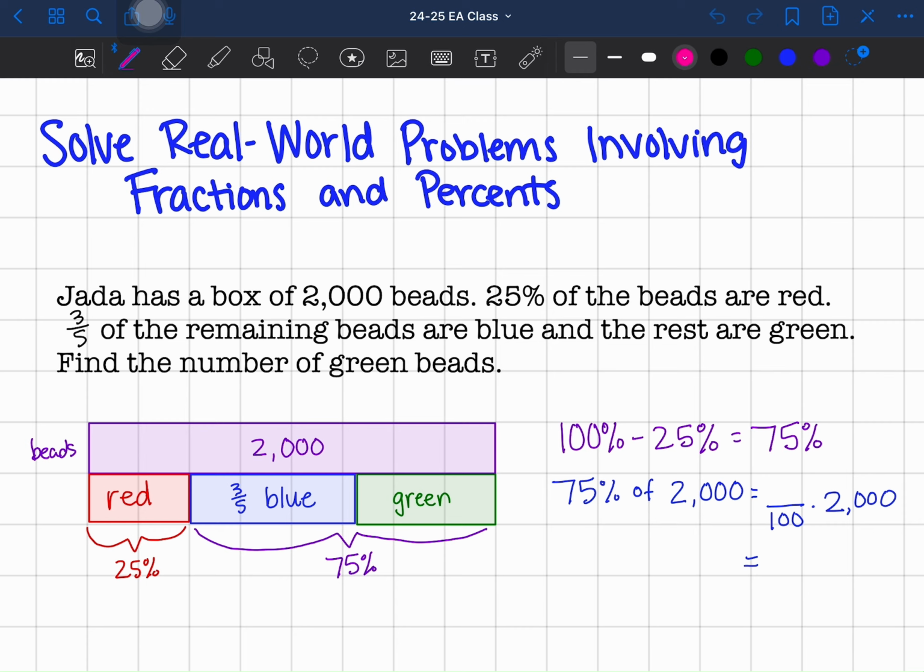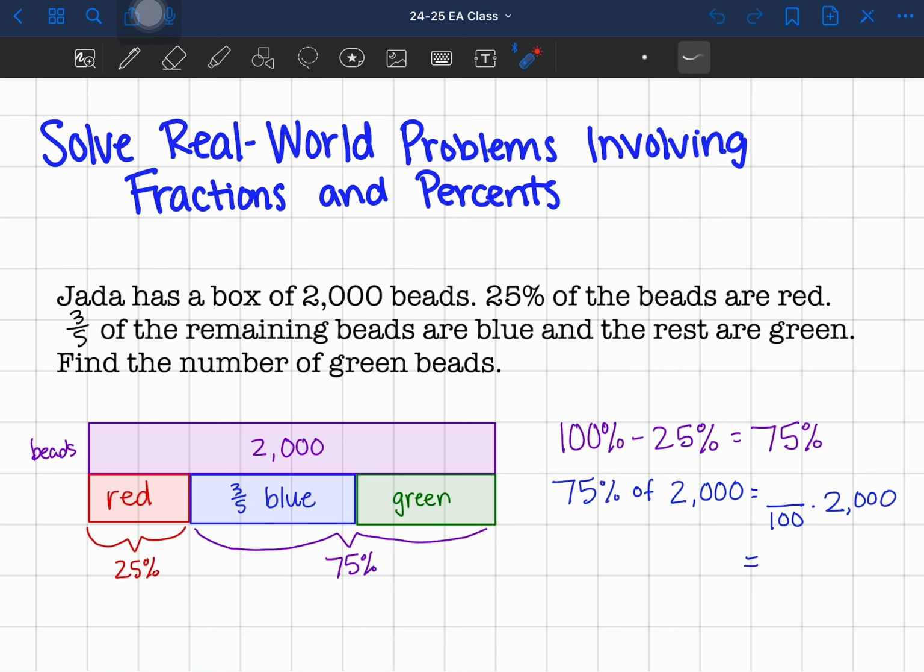So let's dive in. Jada has a box of 2,000 beads. 25% of the beads are red, 3/5 of the remaining beads are blue, and the rest are green. Find the number of green beads. So the first thing we did is draw a model. We know that there are 2,000 beads total, and we know that 25% of the beads are red. We know that 3/5 of the remaining are blue, and then the rest are green.